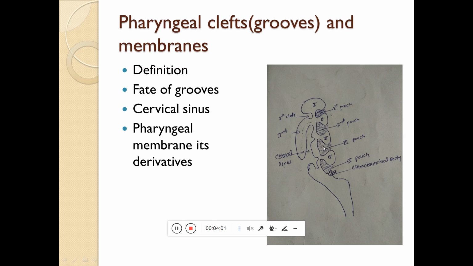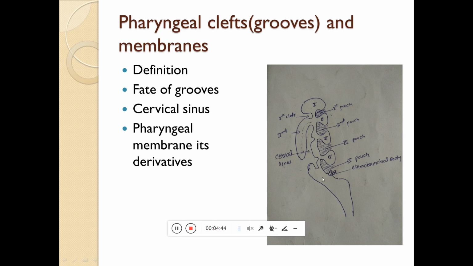Third pouch: two structures develop from this. They are parathyroid 3, also known as the inferior parathyroid, and the thymus. Along with the thymus, this parathyroid gland descends downwards. That's why its position is lower than the fourth; its name is the inferior parathyroid, along with the thymus gland. Derivatives of the fourth pouch are the superior parathyroid, and another structure, the caudal pharyngeal complex or ultimobranchial body.